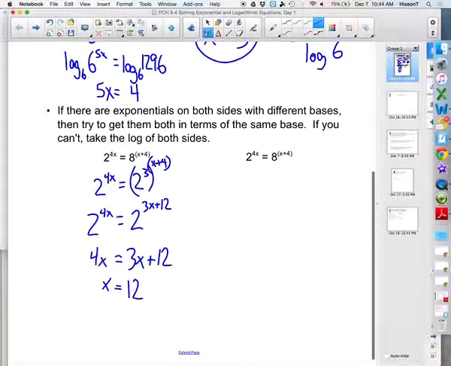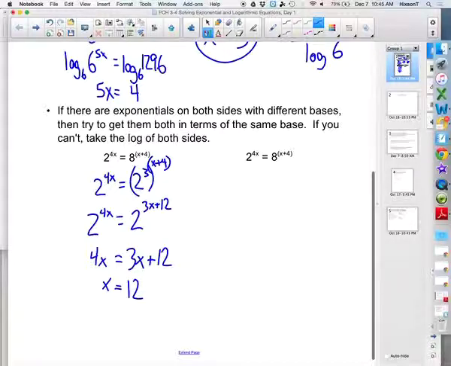Now, that's obviously not always going to work. If you had 2 to the 4x equal to 1.75 to the x plus 4 power, you can have fun trying to get those in the same base, but that's where using a second strategy would be easier.